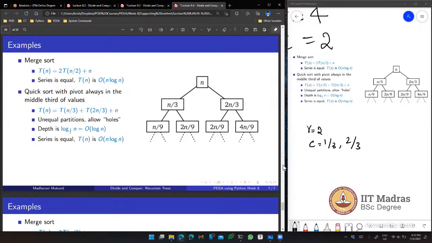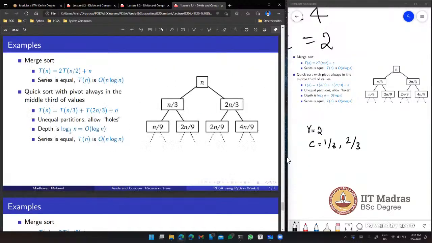One more thing is, if we do the division by this much, it will also produce holes. Holes in the sense that in some cases there will be a value here and there won't be a value here. That also occurs. That's why the depth is calculated this way. Yes, there may be holes, but if we take C equal to 2/3, then it can compute the worst case complexity, right?